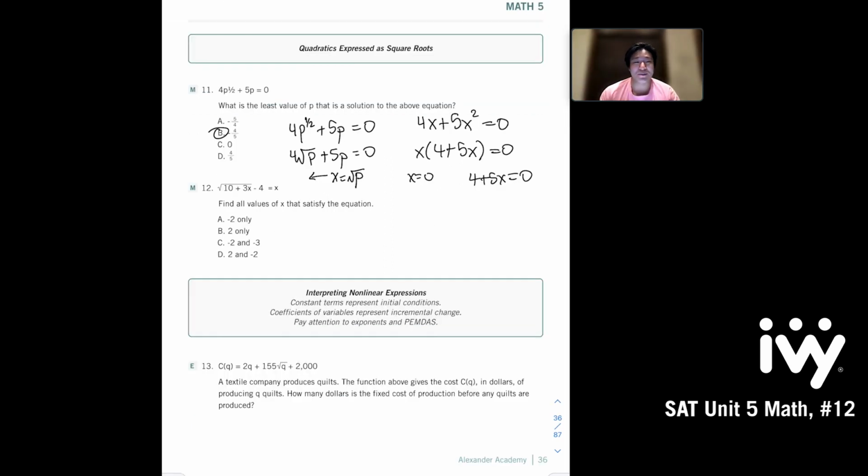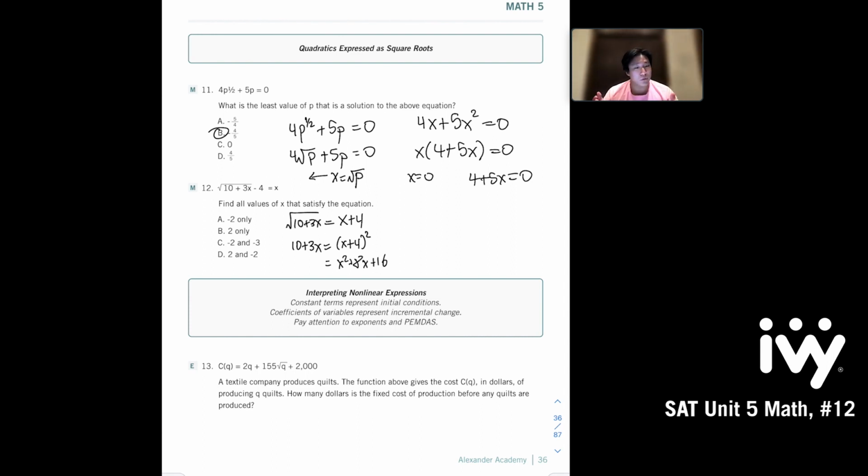Okay, now let's look at question 12. Find all values of x that satisfy the equation. So looking at this, we see that we have a radical on the left, but it's not alone. So it'll make it difficult to get rid of the radical. So let's go ahead and isolate it by adding 4 to both sides. Now that means we're going to have square root of 10 plus 3x is equal to x plus 4. We can go ahead and square both sides to now get rid of the radical. So we're left with 10 plus 3x is equal to x plus 4 squared, which is the same thing as x squared plus 8x plus 16.